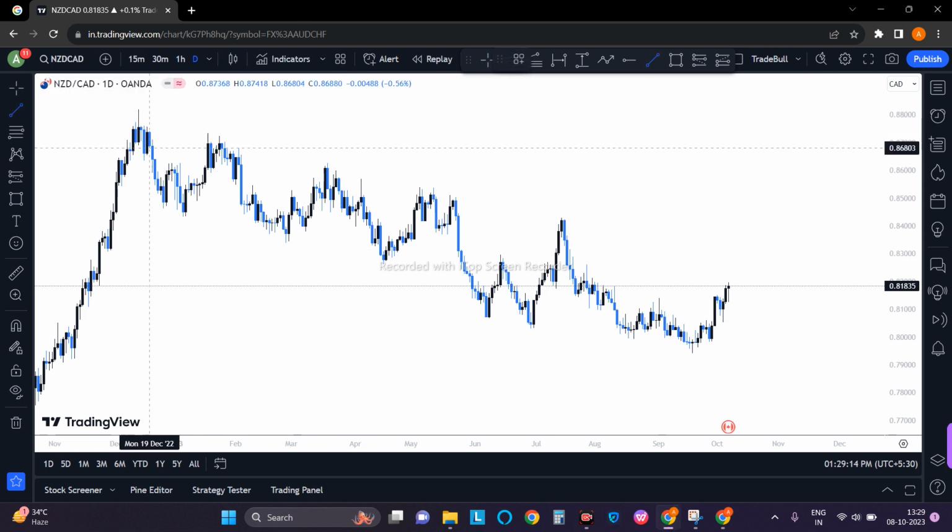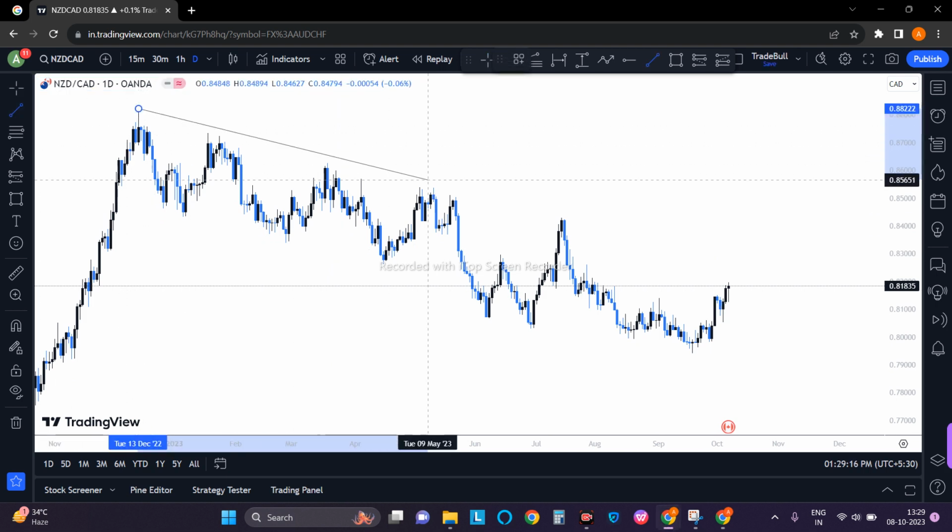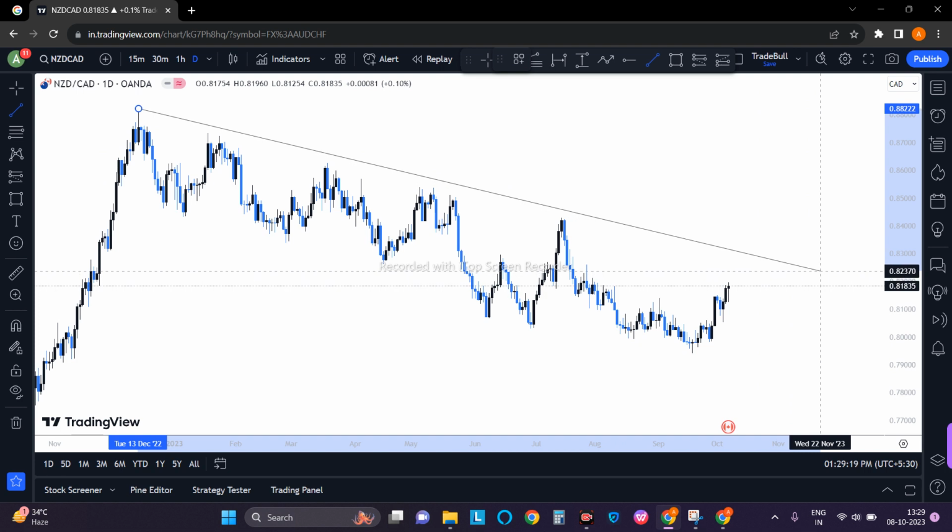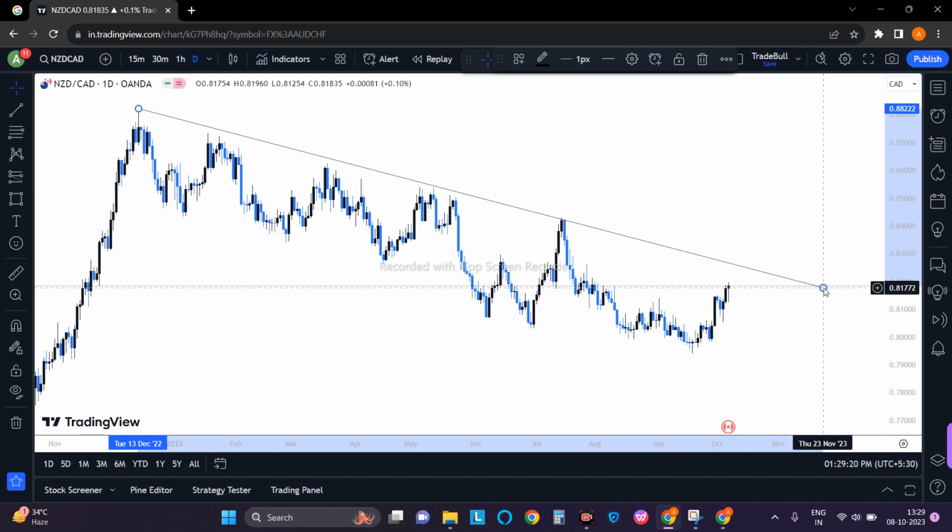So let me just mark it so that we are clear where the price is currently headed. So this is the current direction of the price, and you can see it is downward sloping. So currently this price is in a downtrend. So I like to go with the trend, what the price action says. So price action is the king.